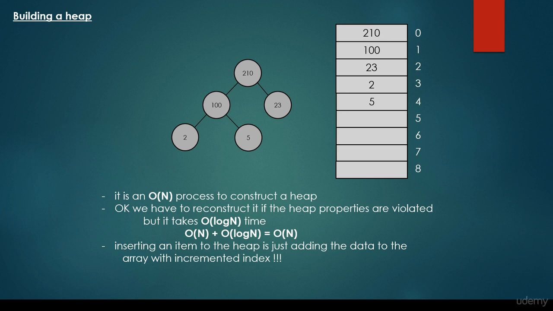Inserting an item into the heap is just adding the data to the array with an incremented index. So we just have to insert the data into a one-dimensional array. Then we have to heapify. We have to make sure that the parents are going to be greater than the children for a maximum heap. If we are building a minimum heap, then of course the parents have to be smaller than their children.